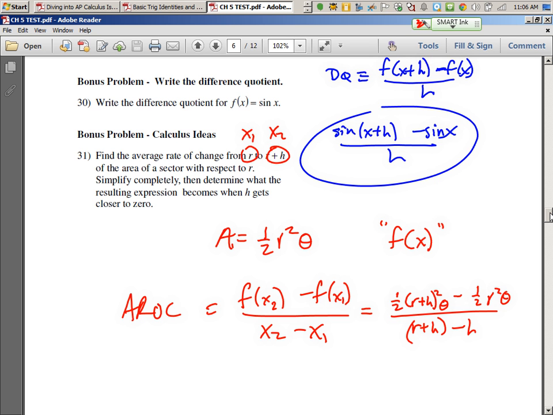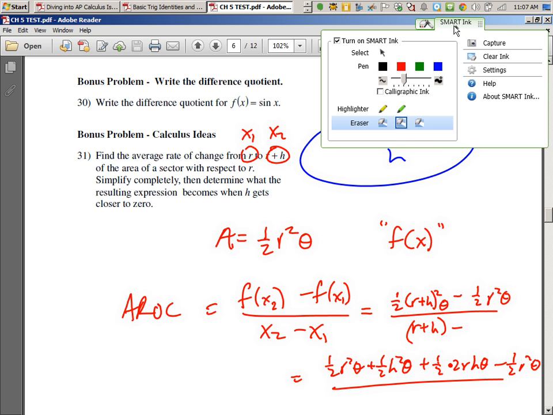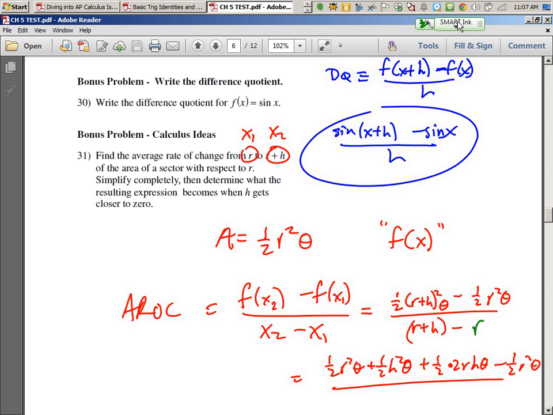Okay, and all of this simplifies nicely into 1/2 r squared theta plus 1/2 h squared theta plus 1/2 times 2r h theta minus 1/2 r squared theta. So I just did a FOIL. The bottom is just simply, sorry, this should have been an r right there. The bottom is just simply h. So I did a FOIL. I did r squared plus 2rh plus h squared, and I multiplied by 1/2 theta. And you'll notice that this cancels out. Remember I told you anything that has no h would cancel out?